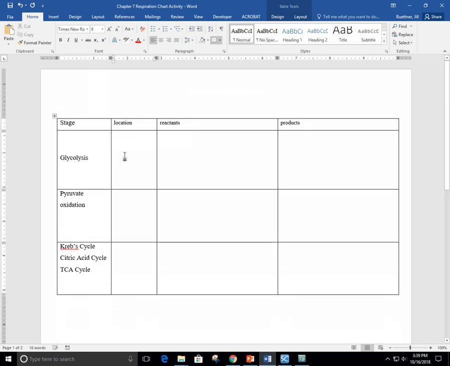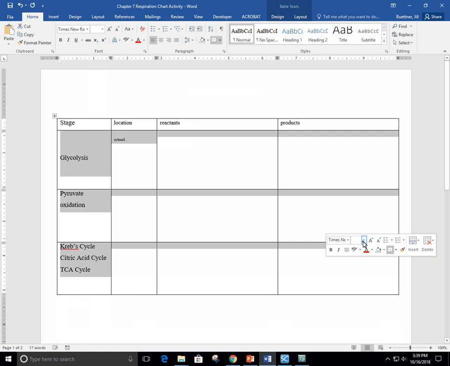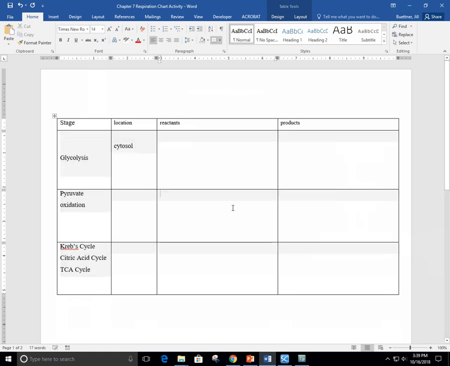Okay, so the location is always going to be important. The location for glycolysis. Glycolysis is a very old series of biochemical pathways, and so it happens in the cytosol; you don't need any special organelle for those reactions to occur. The reactants of glycolysis, you're going to start with 1 glucose typically, and that is your C6H12O6, more or less.